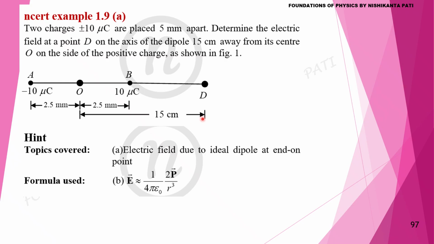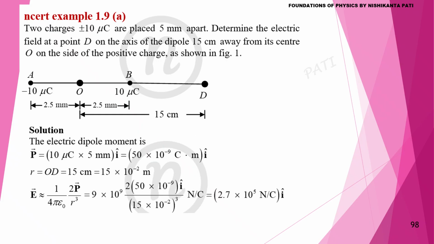The distance is 15 cm. It is very much greater than the separation between the two charges. So we can treat the dipole as an ideal dipole. So for the ideal dipole at the end-on point, the electric field formula, the dipole moment directed from negative to positive, r is 15 cm. Then the electric field is also directed along the positive x-axis.